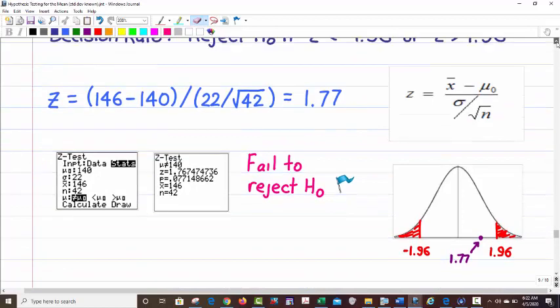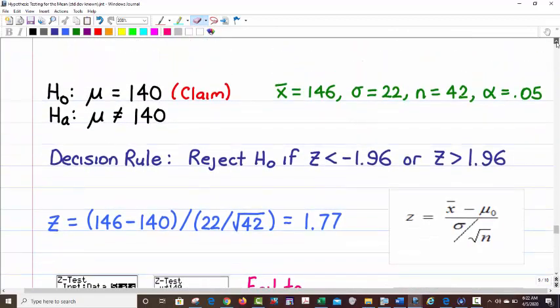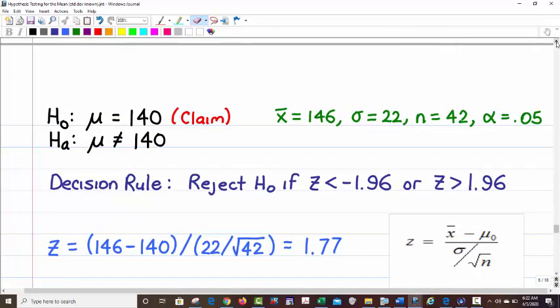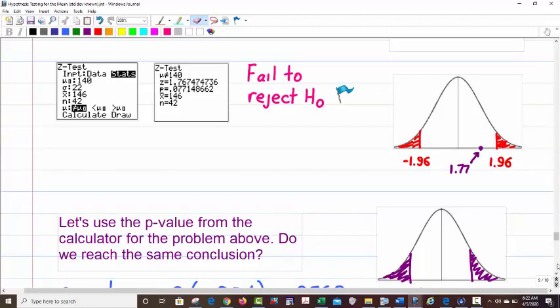So just to give you a refresher of the concept behind this. That doesn't mean we totally support their claim. It just means that we do not have the statistical evidence to dispute it. In other words, failing to reject the H0 does not mean we love the H0. It just means we can't dispute the H0.